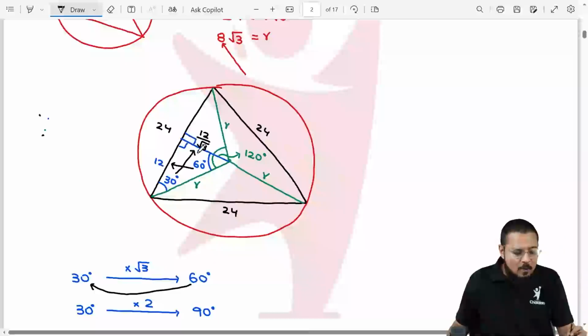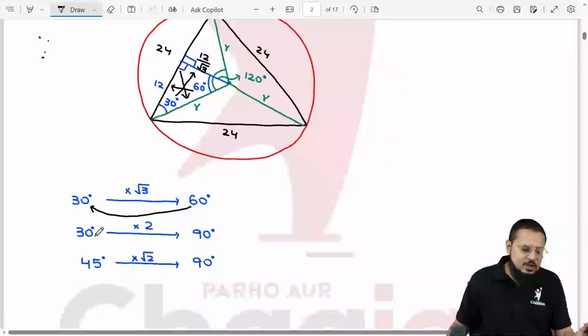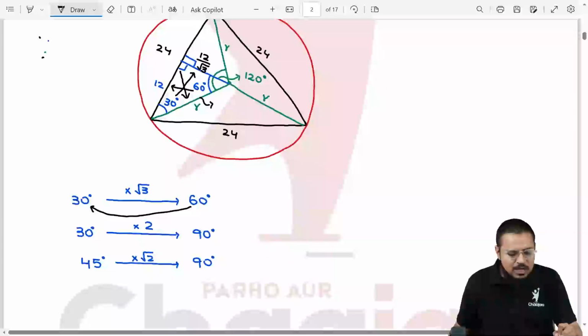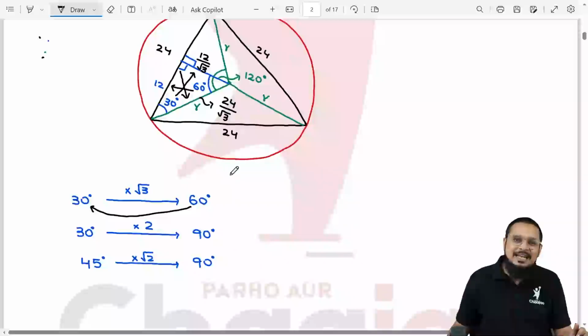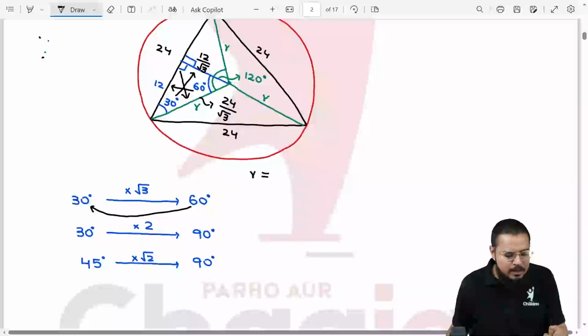So obviously, opposite to 90 degrees would be what? If you know what is opposite to 30 and you want to calculate what should be opposite to 90 degrees, just double that number. 12 over root 3 times 2. That should give you this side as 24 over root 3. So my radius of the circle, or this green length, is coming out as r equals 24 over under root 3.